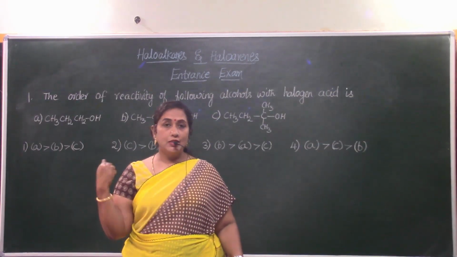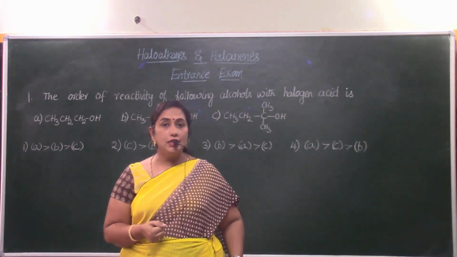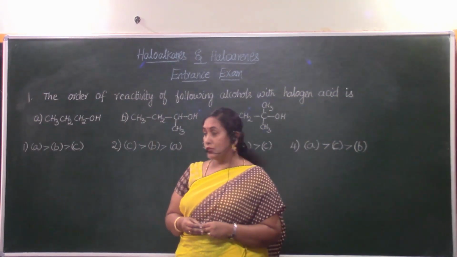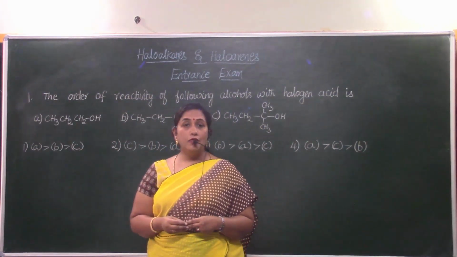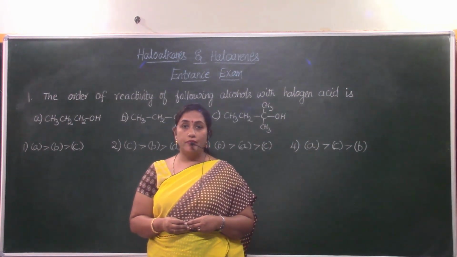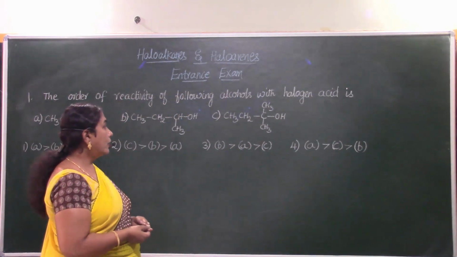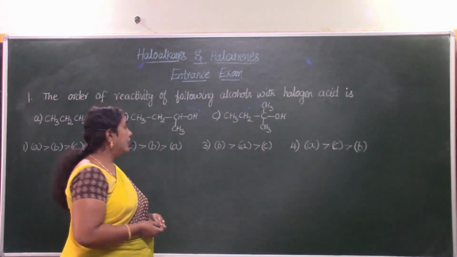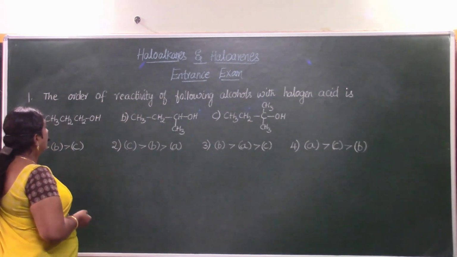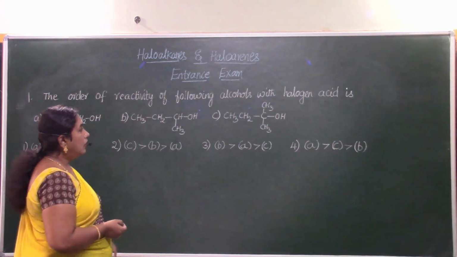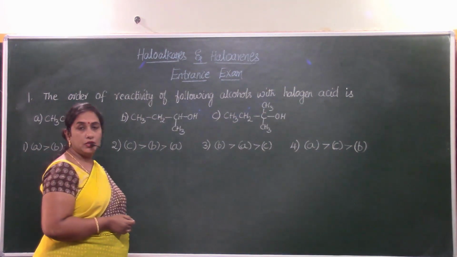Hello dear students, let's discuss important entrance examination concepts from the chapter of haloalkanes, haloarenes, the first lesson of class 12 organic chemistry. Now this is an application based question. Let us see what the question is and what the answer would be. The question is, the order of reactivity of the following alcohols with halogen acid is.